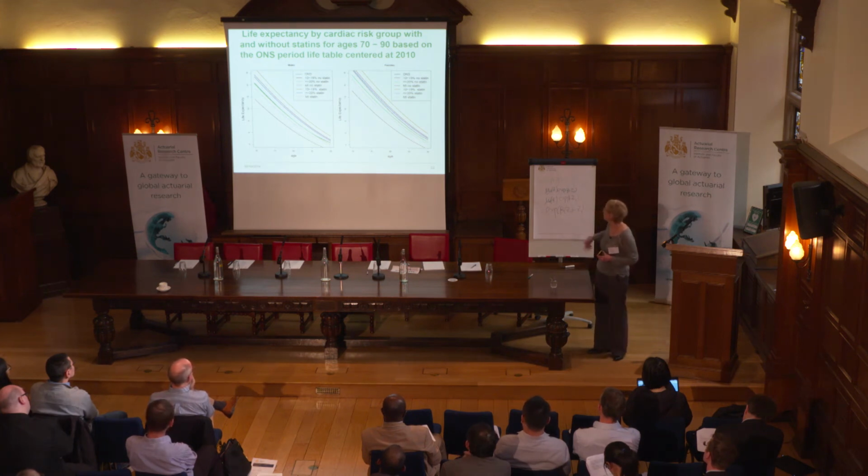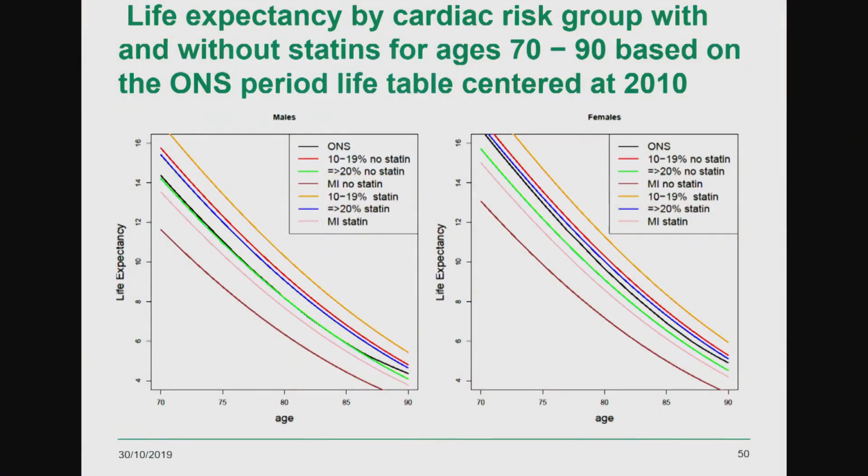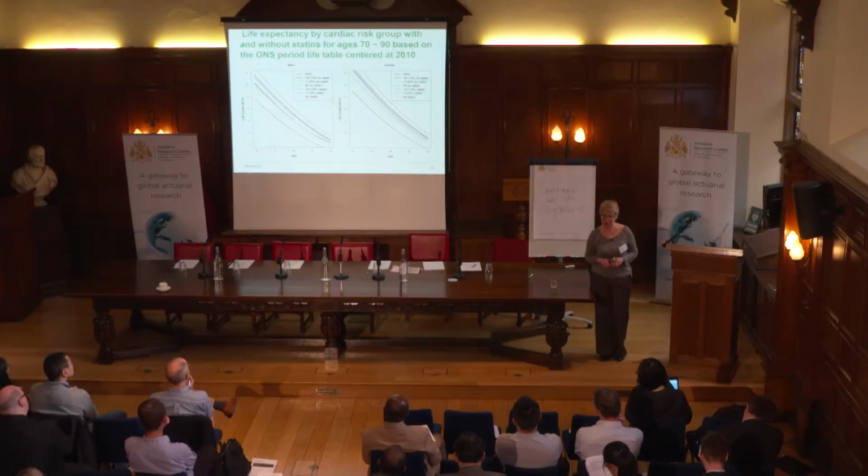Well, for females it's slightly different. Their ONS life expectancy, the black line, is actually more like, at least at the start, the blue line, which is the moderate risk group but with statins, maybe because for females the statin prescription levels are higher. Okay, any questions about this?